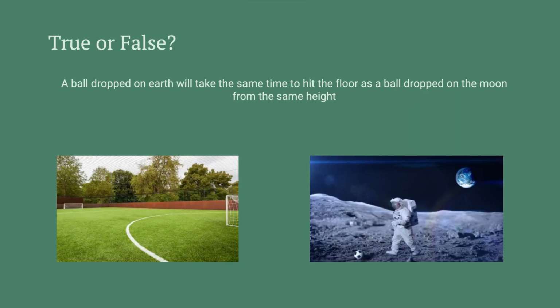So, true or false? A ball dropped on Earth will take the same time to hit the floor as a ball dropped on the moon from the same height. What do you reckon? False. Because the gravity force is different on the moon and the Earth, the force on the ball, and therefore the time taken to hit the ground, will be different.